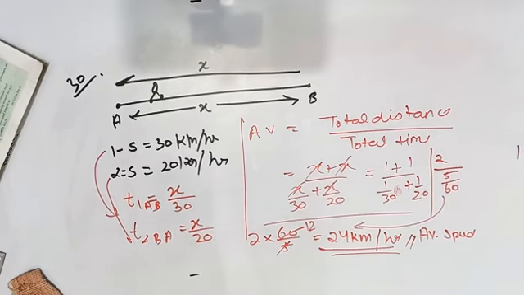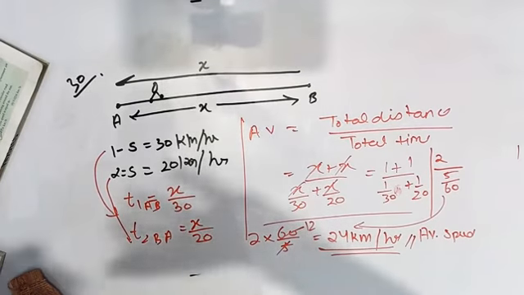Now let's move to question number 31. So friends, what is question number 31? It says that a motorcyclist starts from rest and reaches a speed of 66 meter per second after traveling with uniform acceleration for 3 seconds. What is his acceleration? We have to find the acceleration. The motorcyclist starts from rest.